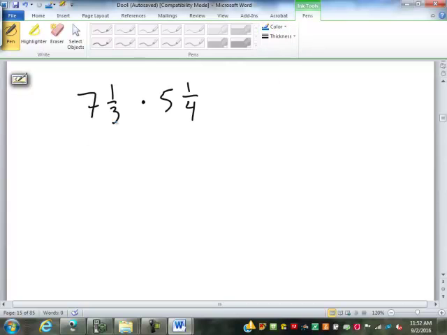Well, when we multiply mixed numbers, we cheat and we convert them usually into improper fractions. Good. What does 7 1/3 become? 22/3, yes. 7 times 3 is 21, plus 1 is 22. 5 1/4 becomes? Perfect, 21/4. 5 times 4 is 20, plus 1 is 21. Notice the denominators never change. Now, just like any other multiplication, we can cross-cancel here. 3 and 21 can both be divided by 3 to give me 1 and 7. 4 and 22 can be divided by 2 to give me 2 and 11.